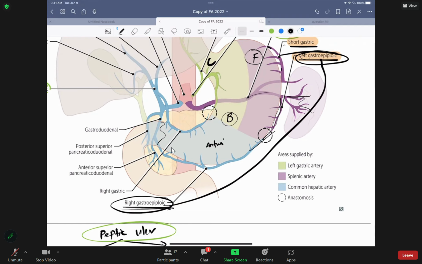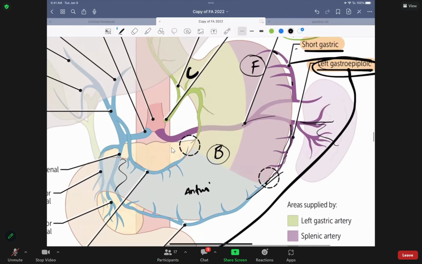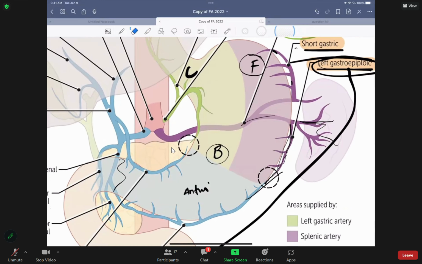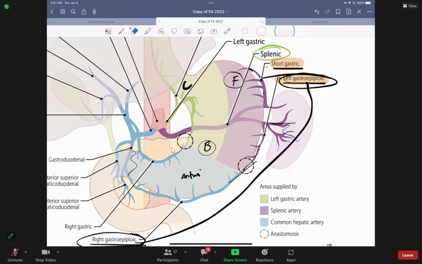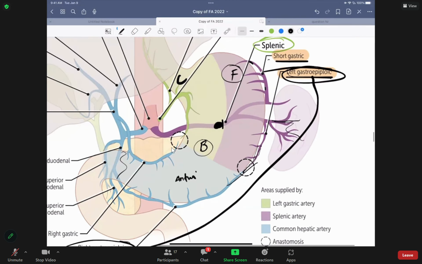The one question that comes, 9 out of 10 students get this wrong. And some of you will get it wrong even after I explain, so be careful. Okay. Now, if there is a block in the splenic artery, let's say there's an embolism or thrombus, something blocked completely. Your splenic artery is blocked 100%. Is that clear, folks? Which part of the stomach will die?